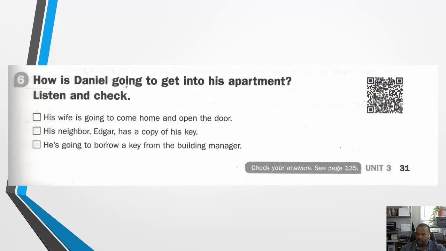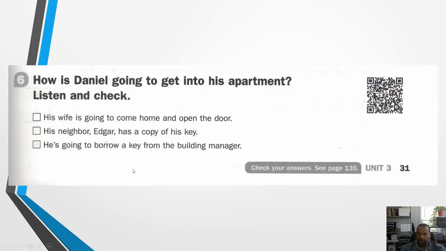So the question is, how is Daniel going to get into his apartment? Let's pause the video, scan the barcode, and listen to the conversation between Daniel and his neighbor, and then answer the questions. Check which one. Check your answers actually, and then we'll come back and I will share what I had. So let's pause the video now and listen to Daniel's conversation.